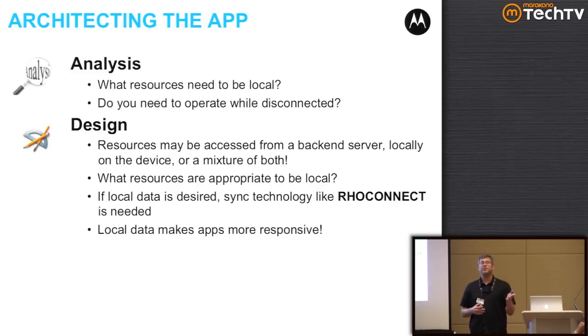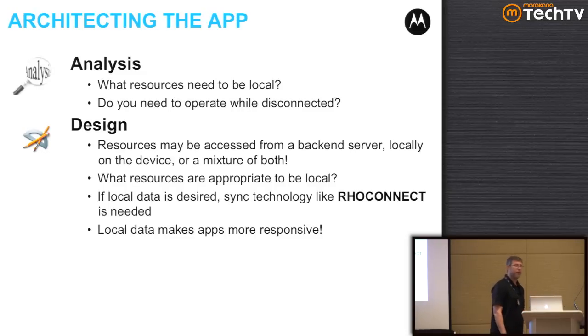Right? One of the design options that you have is that your resources may be accessed from a back-end server or locally on the device, or a mixture of both. Right? Remember, we talked about the fact that you can think of RhoElements as having your own web server on your device. So what this means is that you can point to resources locally on the device using URLs, or you can point to external URLs. You can mix and match, right? So you don't have to make a sweeping decision about where your resources are going to reside, which gives you a lot of design options, but also means that you have to take that into account.